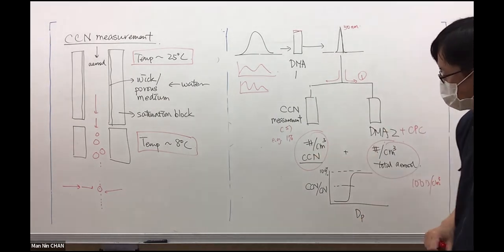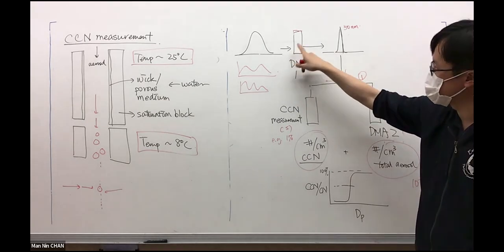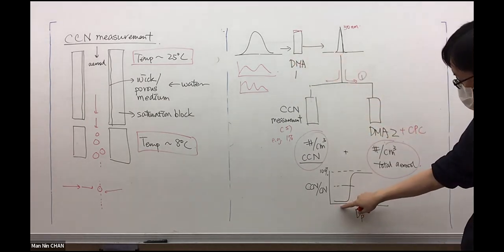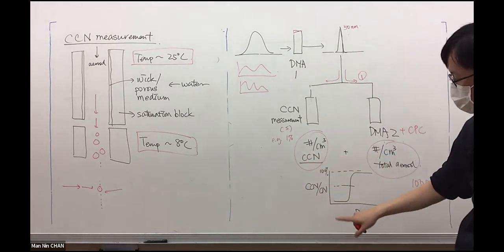So therefore, you have this number. So you can see here, if you produce a graph, you can do the size selection. You can change to different sizes, and then you measure the number concentration, and at the same time you measure the CCN.